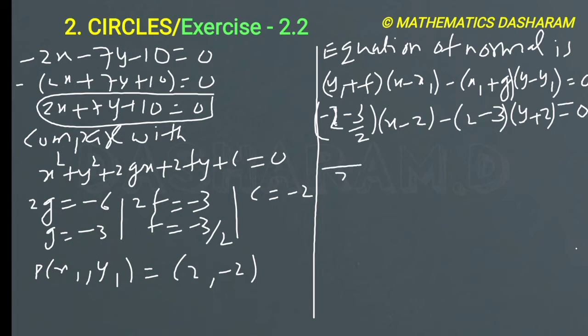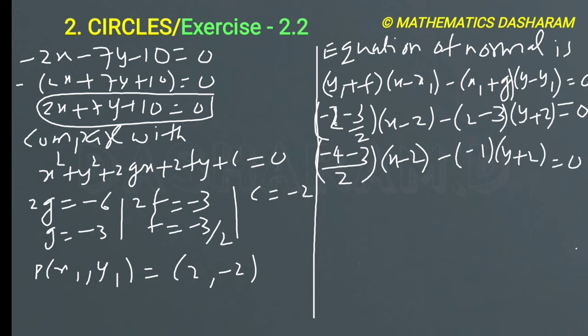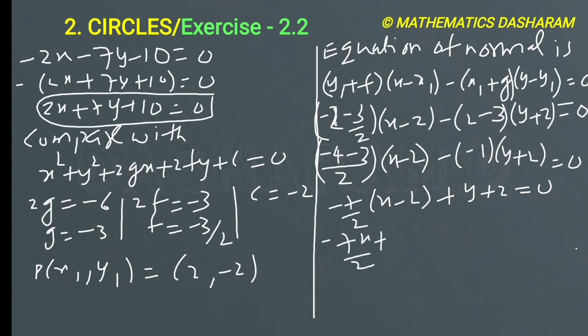So here the LCM is 2, so minus 4 minus 3 into x minus 2, next minus 2 minus 3 is minus 1 into y plus 2 equals 0. Minus 4 minus 3 is minus 7 by 2 into x minus 2, next minus of minus plus y plus 2 equals 0. Now multiply minus 7 by 2 inside, so minus 7x divided by 2, minus and minus plus, here 2 cancels, 7 plus y plus 2 equals 0.